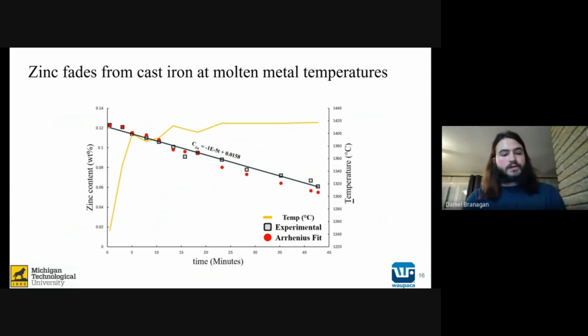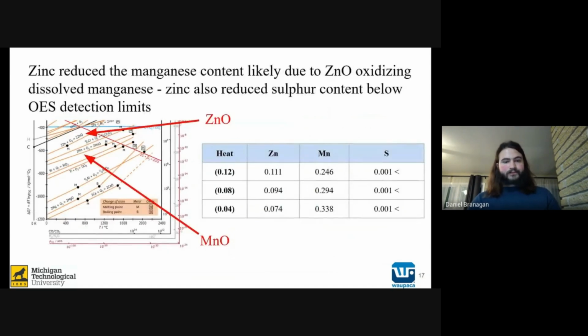So we were able to quantify, it's a well-known phenomenon that zinc fades from molten cast iron melts, and we were able to quantify this doing what's called a fade study. So we took chemical compositions at various times, starting with zinc in the melt, and as you can see from the chart, the zinc content decreased over time.